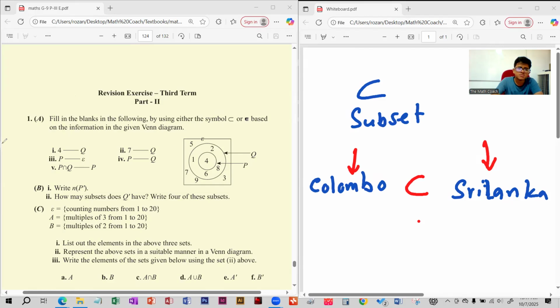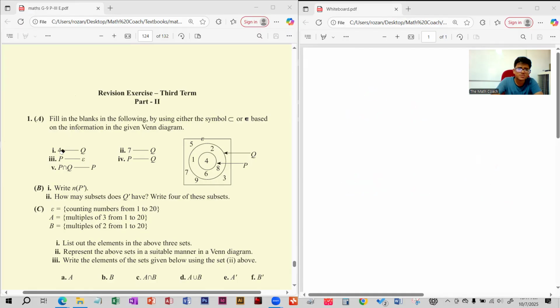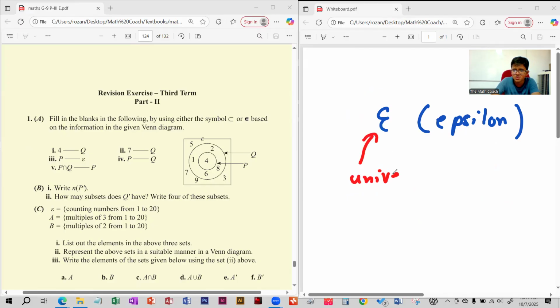Right. So now what does this symbol mean? This is called epsilon. It's actually a Greek letter, and it's called epsilon. It's fine. So this is actually called a universal set. What that means is that all of the sets are enclosed inside this epsilon. So that is called the universal set.